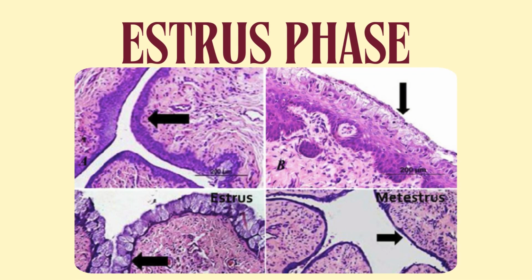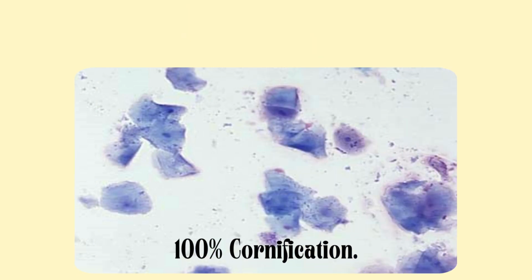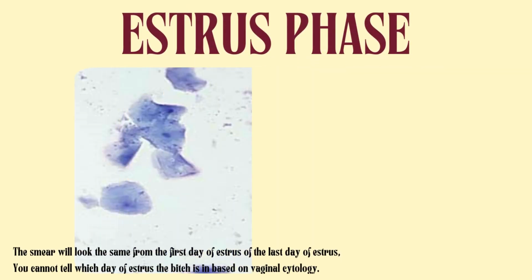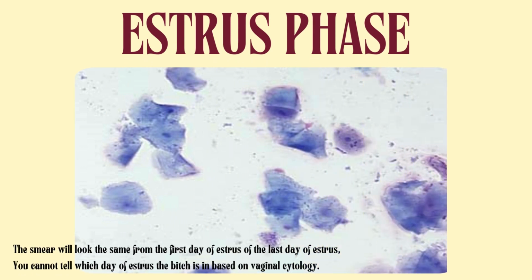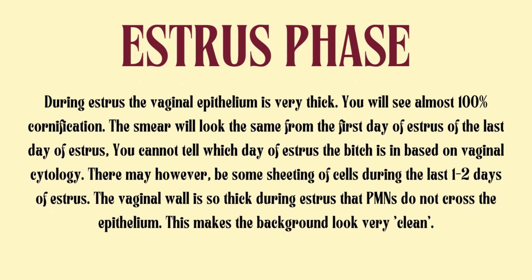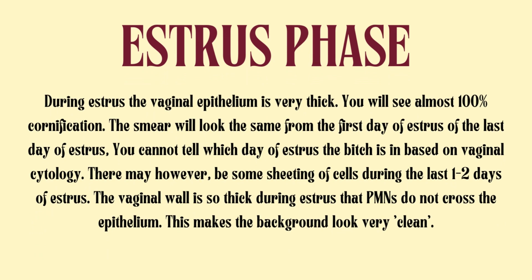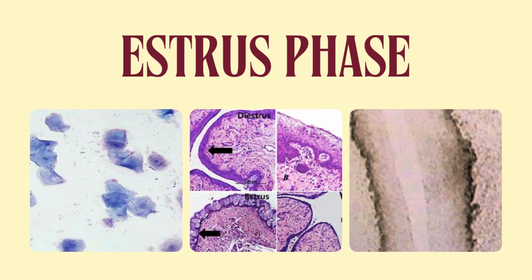Estrus phase. During estrus, the vaginal epithelium is very thick. You will see almost 100% cornification. The smear will look the same from the first day of estrus to the last day of estrus. You cannot tell which day of estrus the bitch is in based on vaginal cytology. There may, however, be some sheeting of cells during the last 1 to 2 days of estrus. The vaginal wall is so thick during estrus that PMNs do not cross the epithelium. This makes the background look very clean.